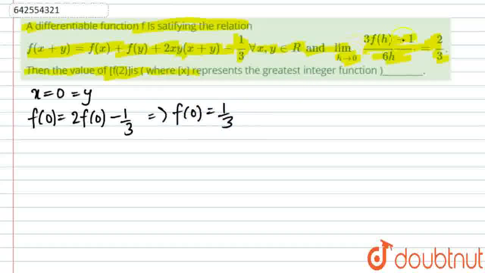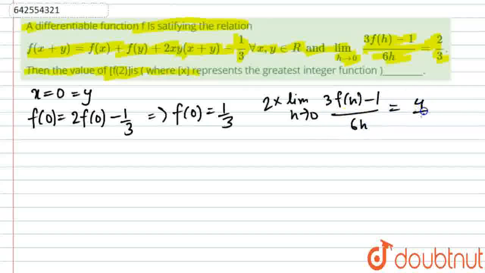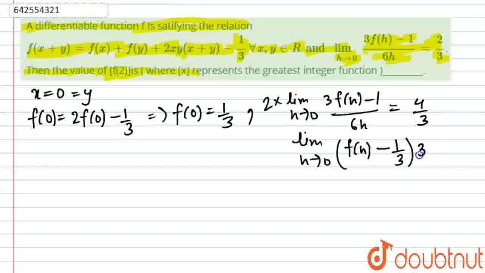Now let us look at this. First let's multiply this by 2 on both sides. That is, 2 times limit h going to 0 of (3f(h) minus 1) upon 6h is equal to 4/3. Now this 2 would go inside because it is a constant, and this would become limit h going to 0 of (f(h) minus 1/3), just taking 3 out common here, and this 2 would make it 3h, that is equal to 4/3.